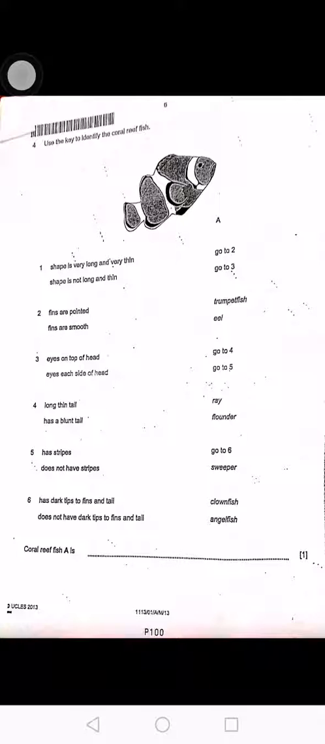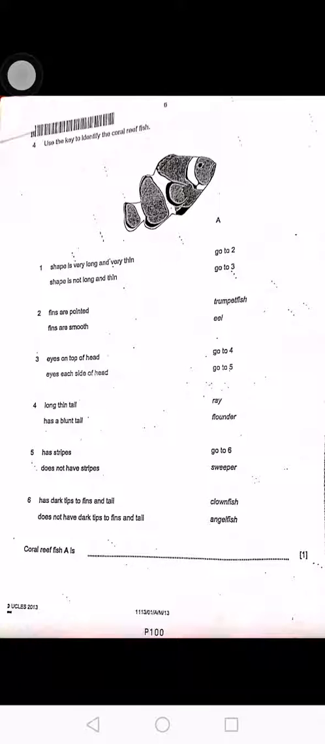Use the key to identify the coral reef fish. Number 1. Shape is very long and very thin. I look at my fish. Is it true that this fish is very long and very thin? Look at the drawing. No. So I leave it and take the next one. Shape isn't long and thin. This one is neither long nor thin. So go to 3.